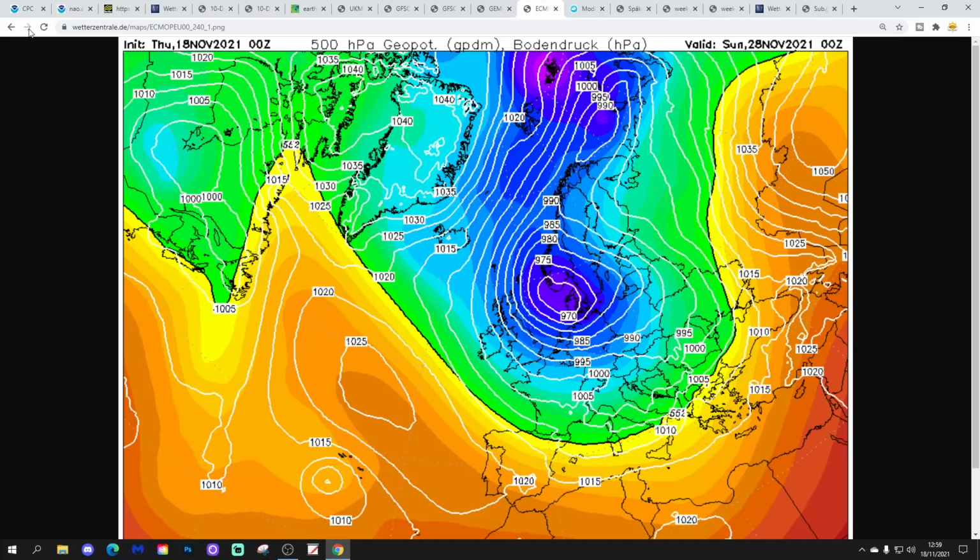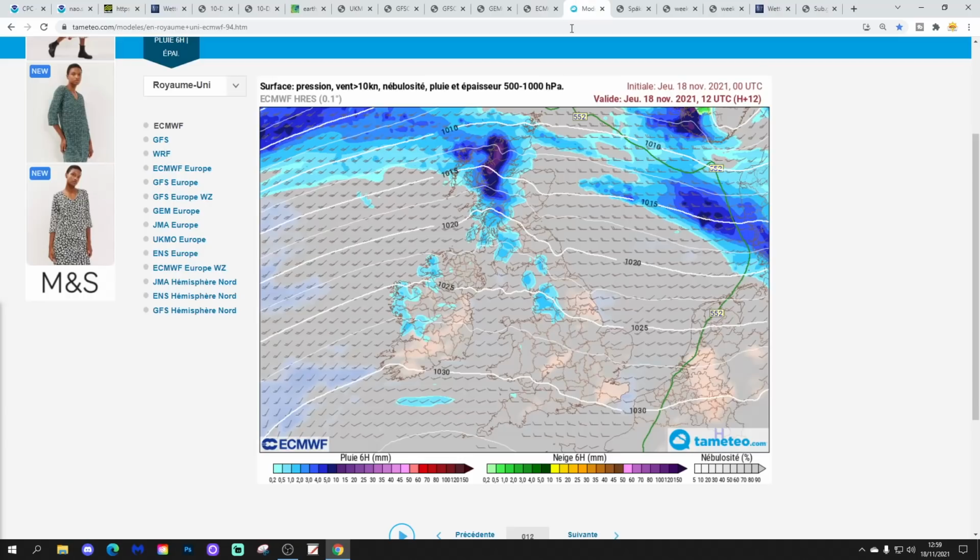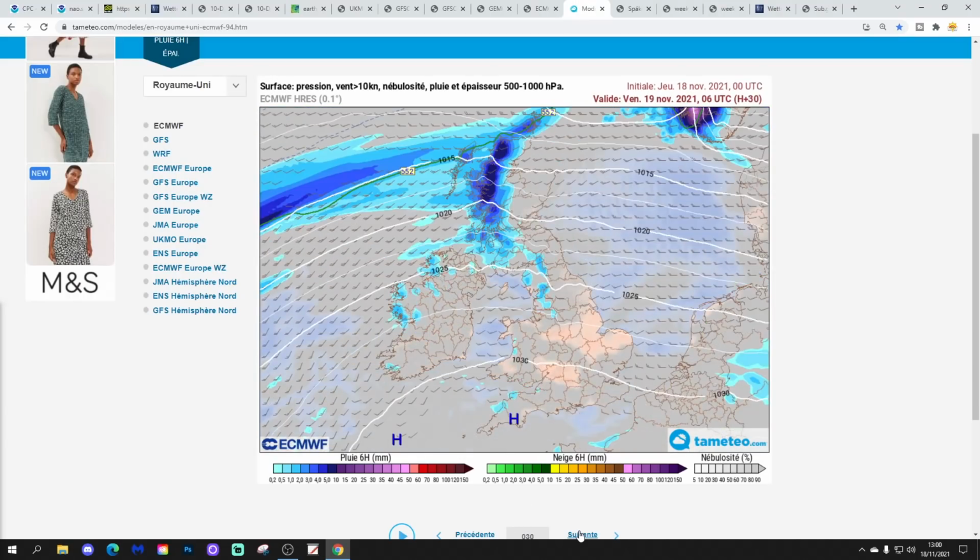And that's how we look as we get to day 10, which will be Sunday 28th of November again. Low pressure sitting somewhere around Denmark, high pressure out in the Atlantic, reaching up towards Greenland, and winds in from a cold northerly direction. This is a precipitation forecast based on that ECM run from Tometeo.com.